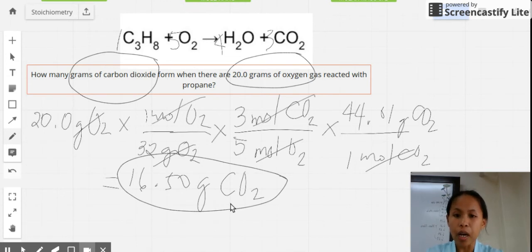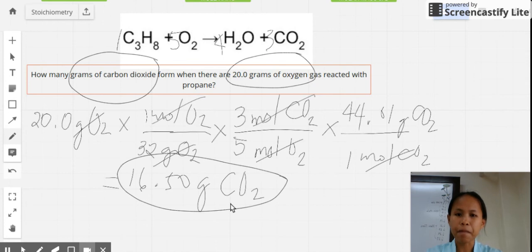Please pause now and try to check these computations. And as much as possible, may I ask you to take note of these problems, copy them in your notes, and try them out for yourself so you can have application and real time experience on mass to mass conversion.